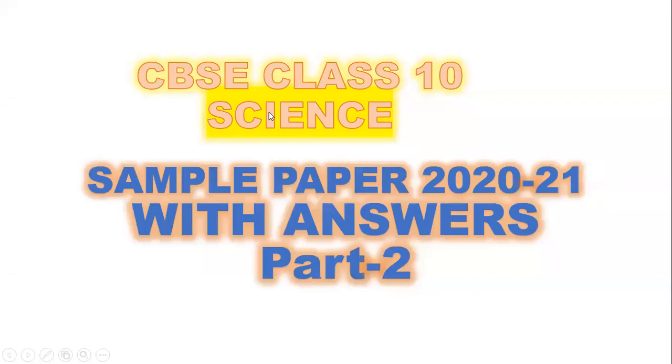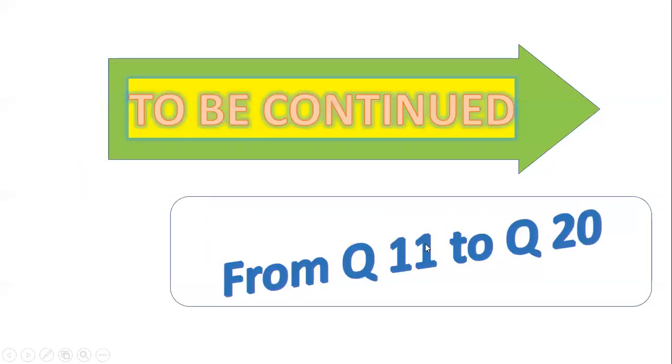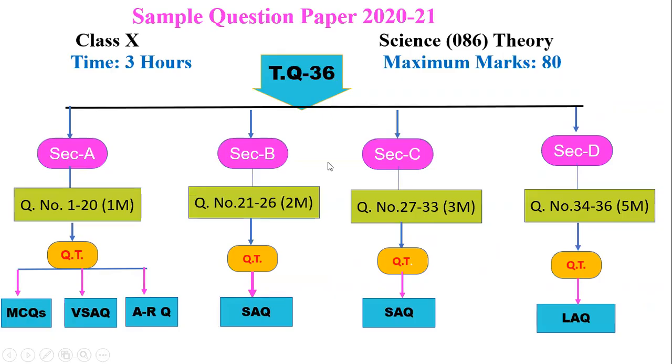This is another video on sample paper discussion. In the previous video, I explained questions 1 to 10 and also the pattern of the question paper. In this video, we will discuss the remaining questions under Section A, from question number 11 to 20. If you did not watch the previous video, go through the link given in the description. Let's move to this video, questions 11 to 20.